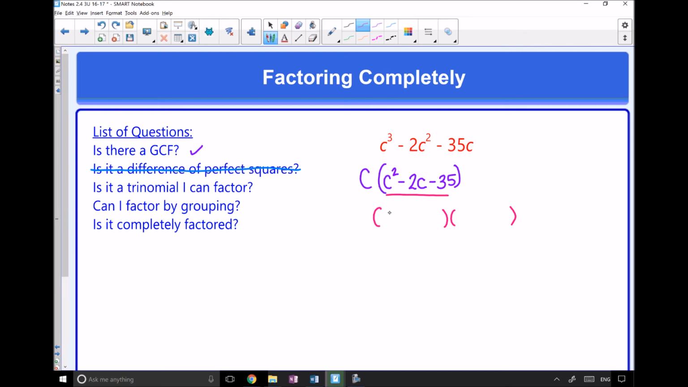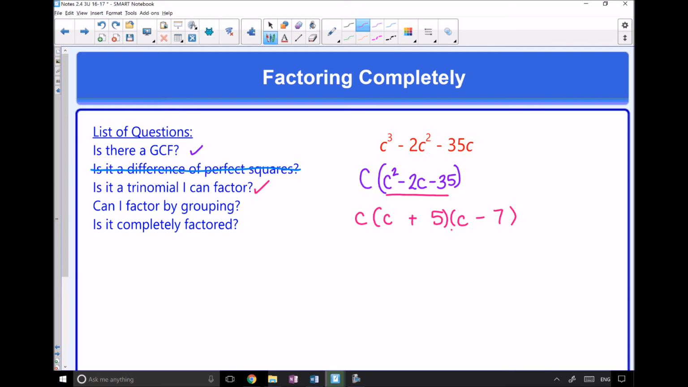So I know that the first multiplied by the first should give me c squared, and I know that the last multiplied by the last should give me negative 35. So I'm going to think of factors of 35, so I'll try 5 and 7. And this here gives me 5c, this here gives me 7c, so I get the negative 2c I want if the 7 is negative, and I have a positive right here. Okay, don't forget to copy down that GCF when you're done. Okay, so it was a trinomial I can factor. I factored it, so I'm done with that step.